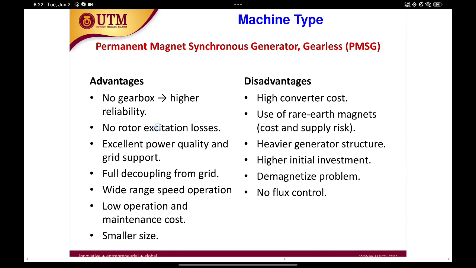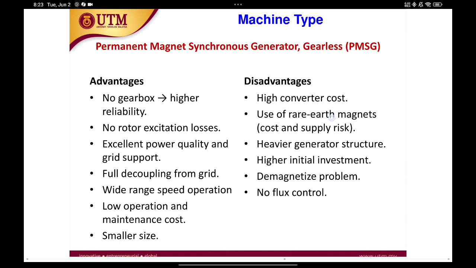You usually don't have a gearbox. No rotor excitation loss, no need to excite the rotor because you have used permanent magnet. Excellent power quality and grid support. Full decoupling from the grid. Wide range speed operation. Low operational and maintenance cost, because you don't have the slip ring, you don't have to maintain it. Also you don't have the gearbox, you don't have to maintain it. And also smaller in size. Usually permanent magnet generators are smaller in size, but the disadvantage is high converter cost.